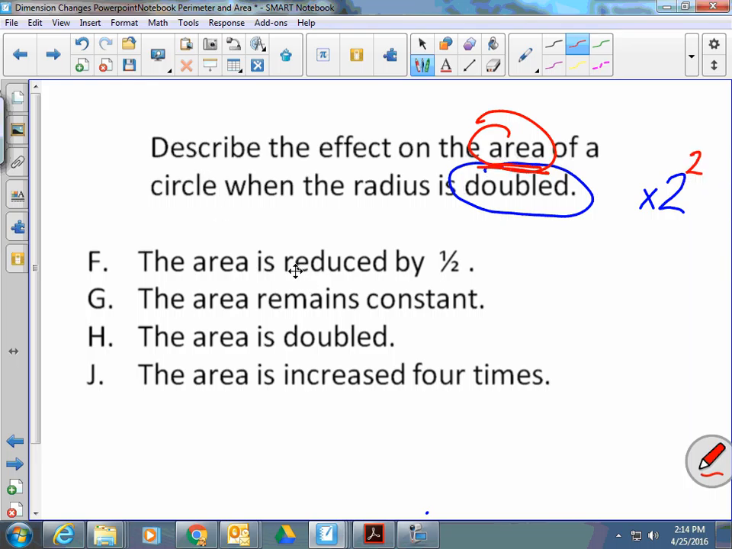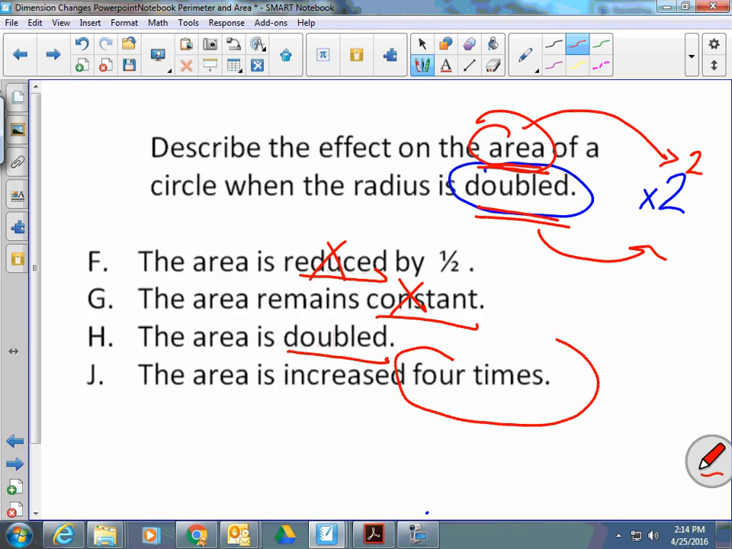So is my shape going to be reduced? Is my shape going to be constant? What does that mean, constant? Stays the same. Is it going to be doubled? It's not going to be doubled. Yes, it's doubled, but because we are talking about area, area is squared, which is why it's going to be 4 times bigger. So J is the correct answer here. Do you see why they're going to trick you? Because you're going to see the word doubled and double in the answer, and that's what you're going to choose. It depends on what we're talking about as to how it really changes.